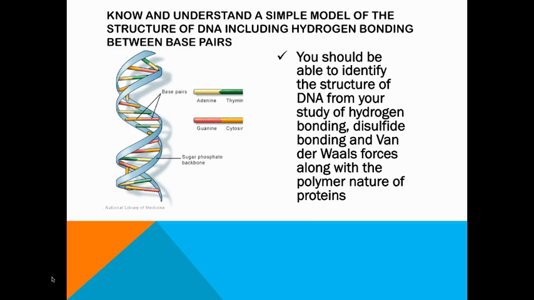You should by this time be able to identify the structure of proteins, and that should have come from our study during the last podcast of how the alpha helix was created or the beta pleated sheet through hydrogen bonding, disulfide bonding, van der Waals forces, along with some ionic bonding and the polymer nature of proteins.